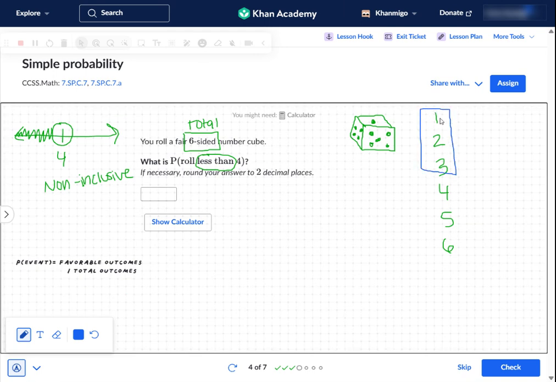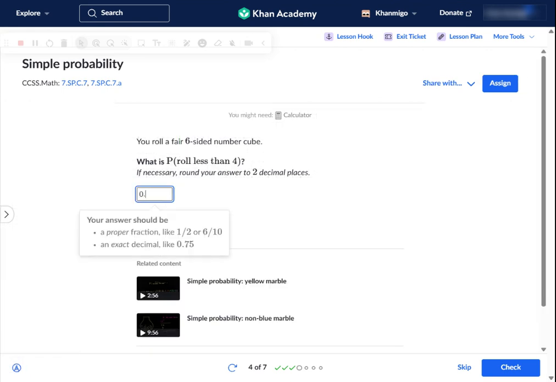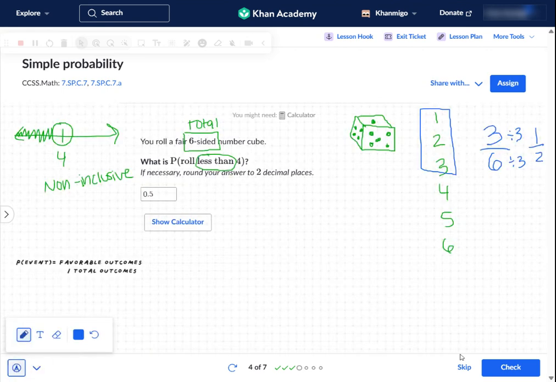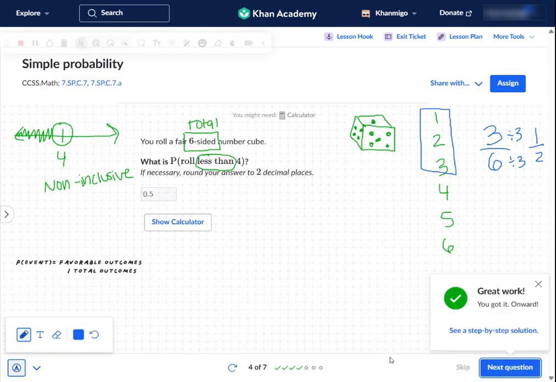So numbers that are smaller than 4 are going to be these guys here. There's going to be 3. You could roll a 1, you could roll a 2, or you could roll a 3. And all of these numbers are smaller than 4. So there are 3 favorable outcomes. And what's that grand total again? There are a total of 6 outcomes. So 3 divided by 6 is going to be 1/2, right? Divide 3 from top and bottom. We could simplify, and we get 1/2, which is just 0.5. All right, check. Hooray!